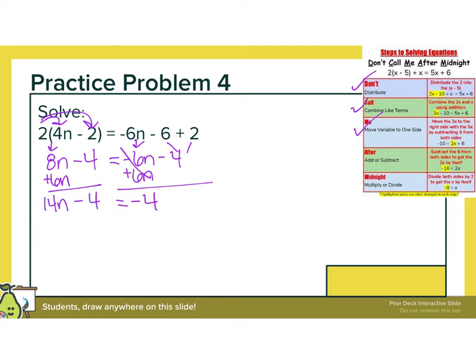Bring down the -4. Now get my variables on the other side. I'm going to add 4. Add 4. Bring down my 14n. And then, 0. Well, what do I do now?